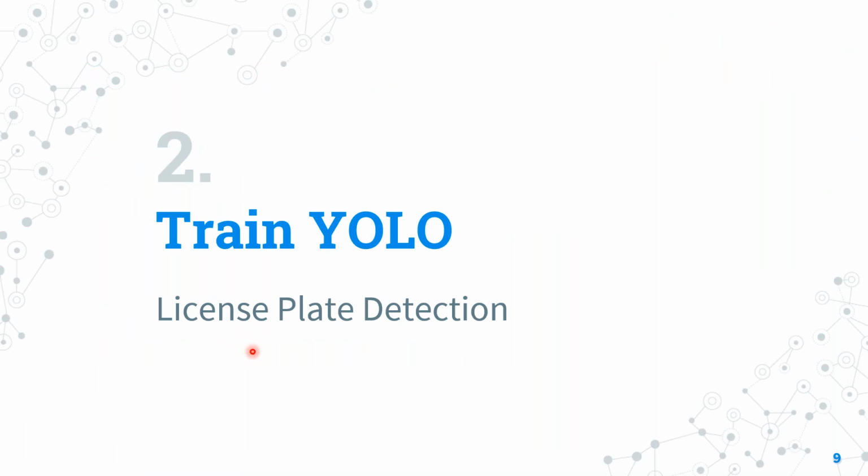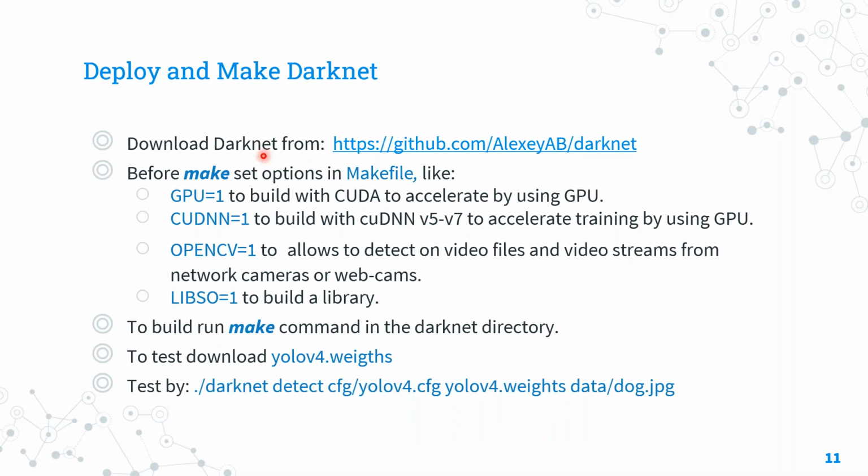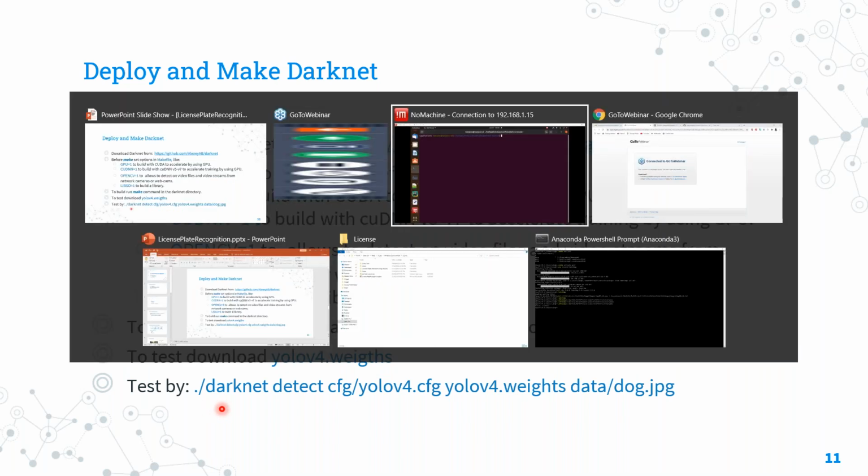So let's see how we can use YOLO for license plate detection. This is the output that we are looking for. If we feed an image, this is the output that we're looking for. So the first step is to download Darknet from this link, and we are going to build this repository. And to test this, we need YOLO 4 weights, which they already trained. Let's see how we can do that.